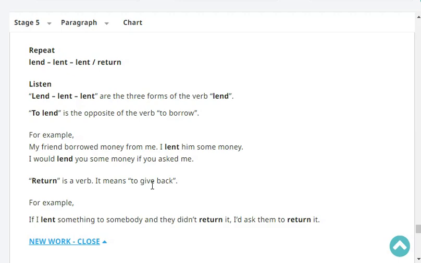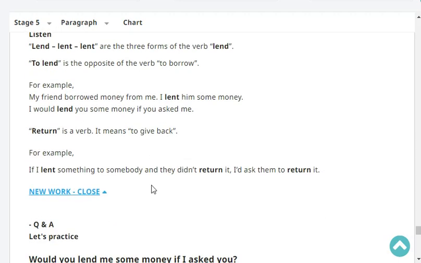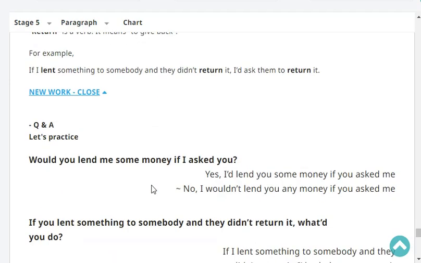Return is a verb. It means to give back. For example, if I lent something to somebody and they didn't return it, I'd ask them to return it. Okay, let's practice. Would you lend me some money if I ask you? Yes or no? No, I wouldn't lend you any money if you ask me. Very good.